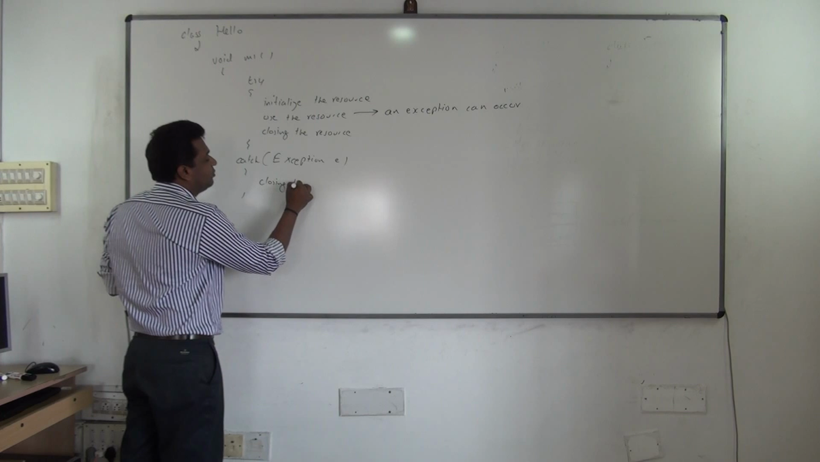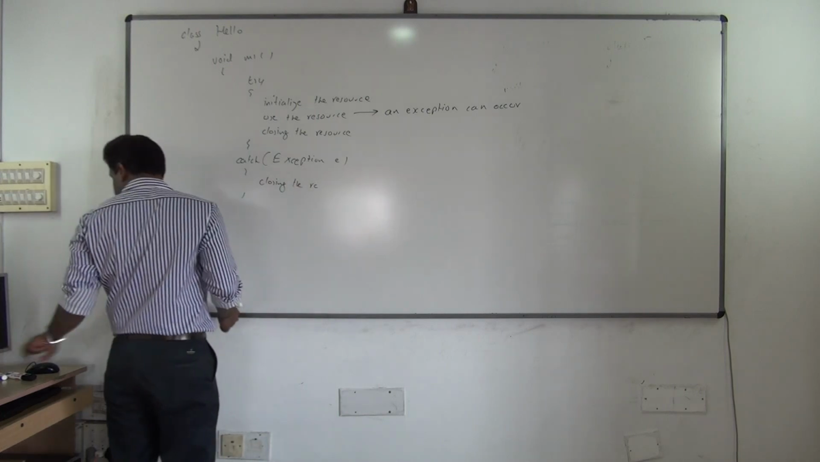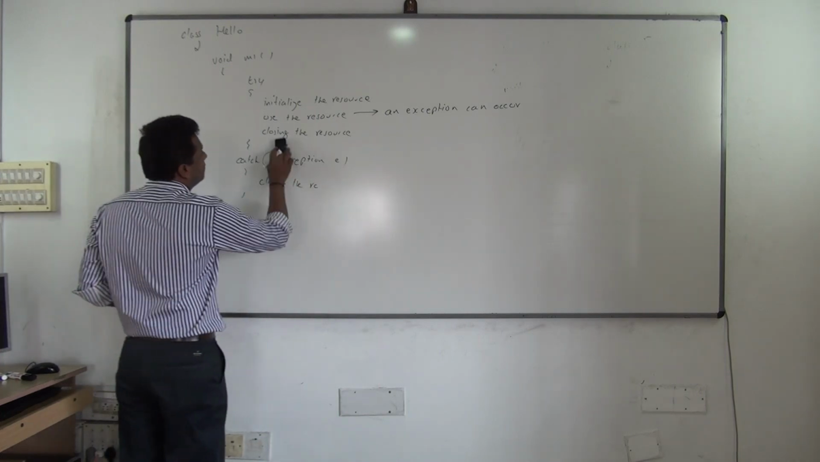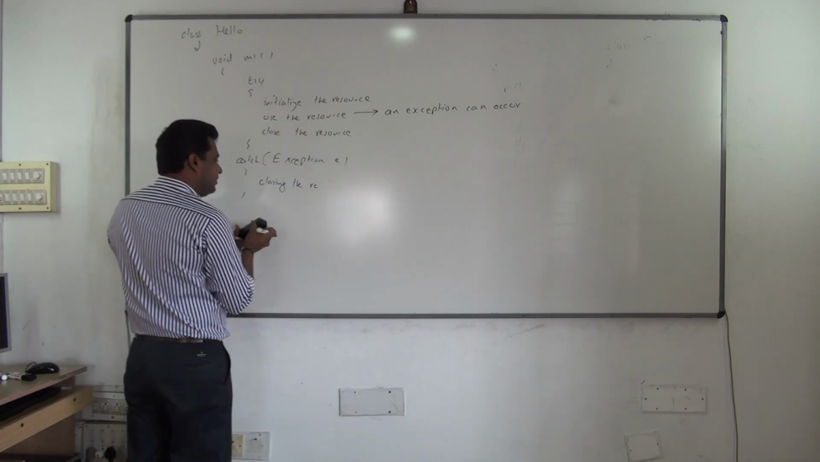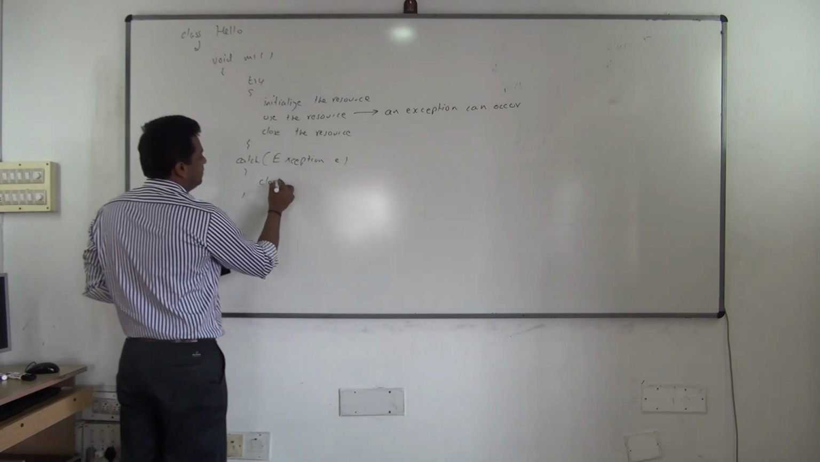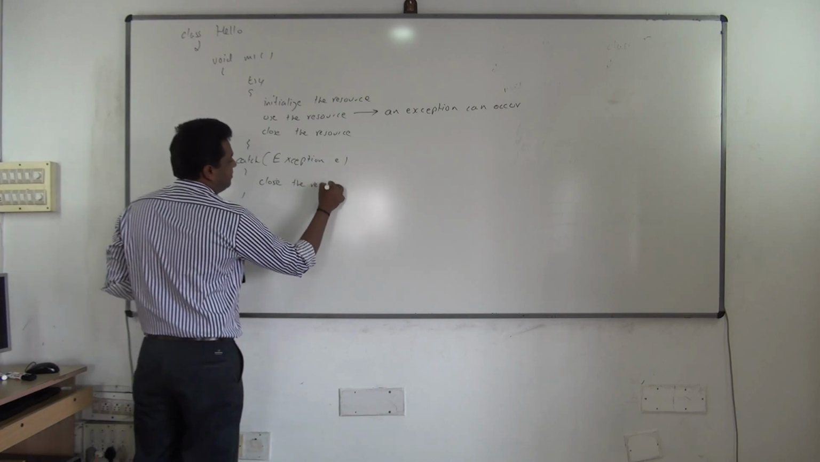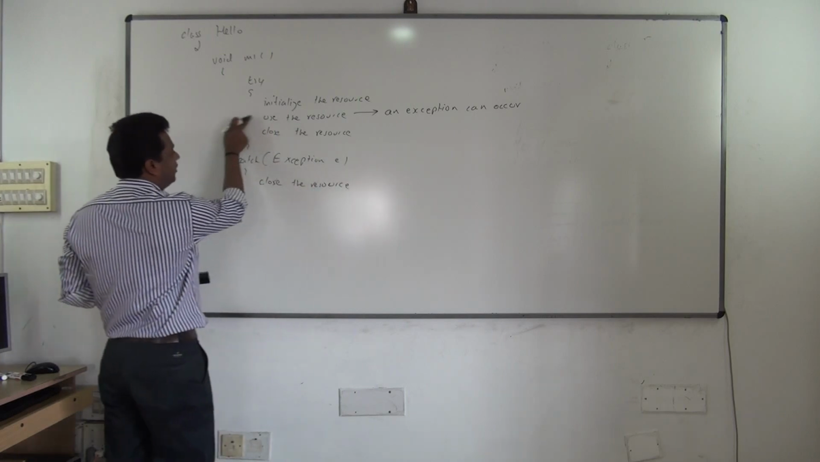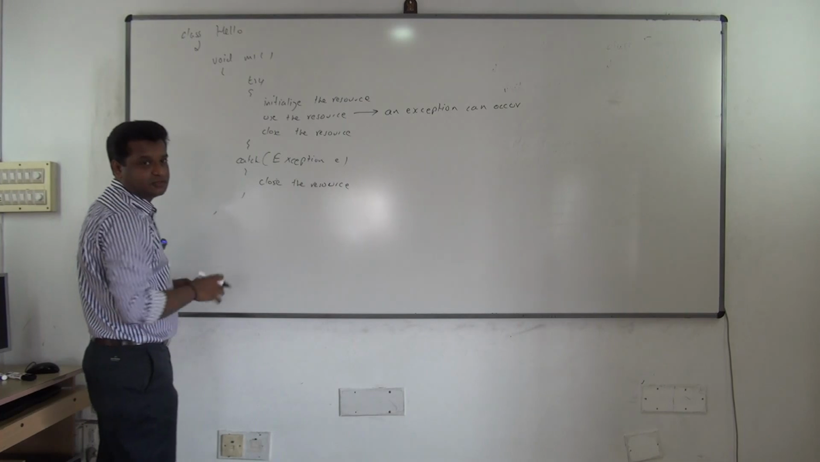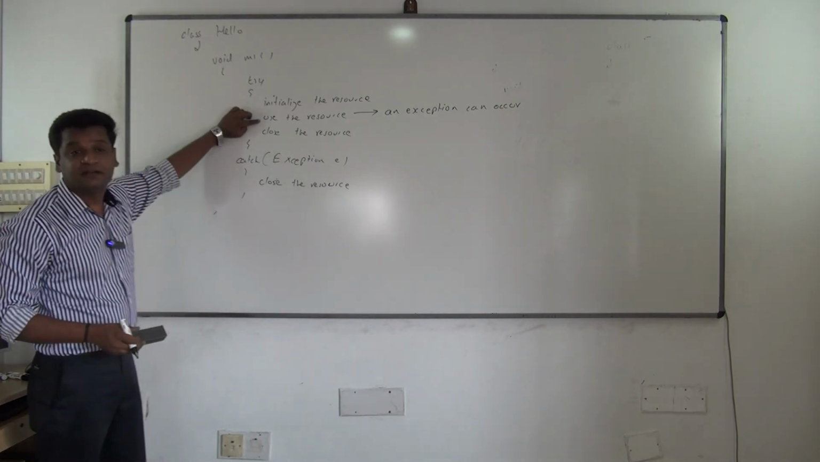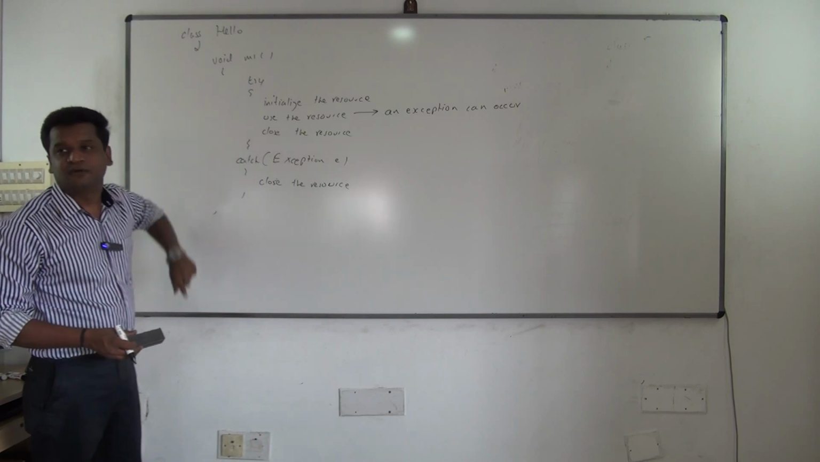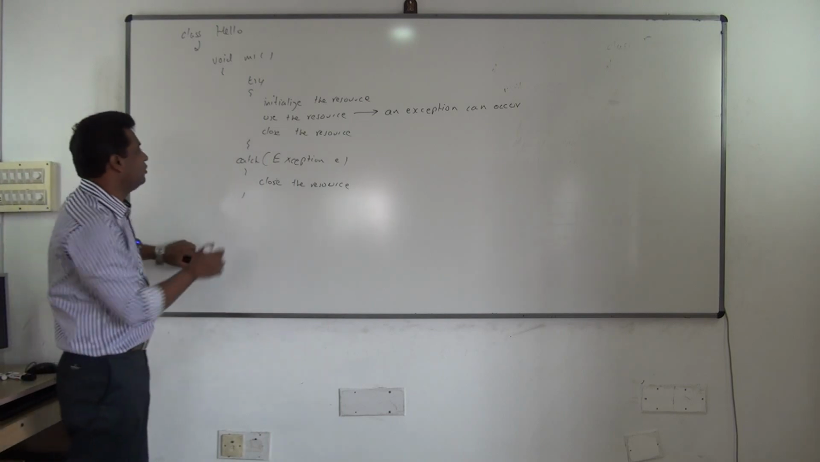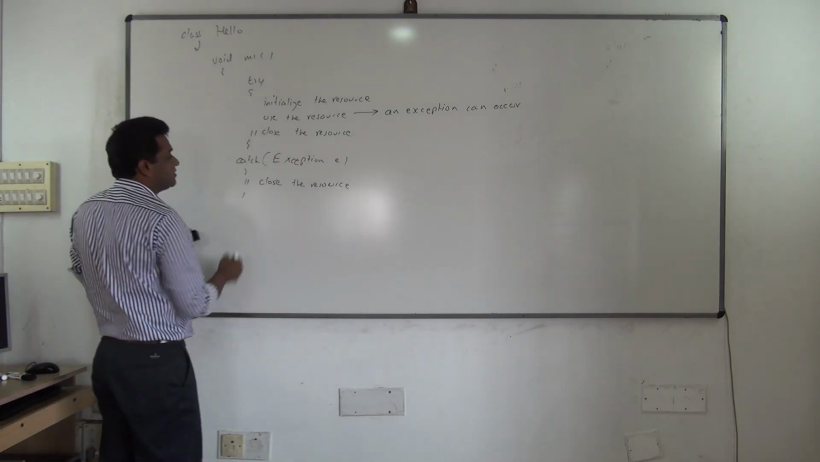You have to write the code to close the resource, where? You have to write the code to close the resource again in the catch block also. Because if an exception occurs, control is shifted to catch, and you have to close the resource. If an exception doesn't occur, in the try block only you have to close the resource. So this is duplication of code. Understood? You are writing the same code here, same code here.